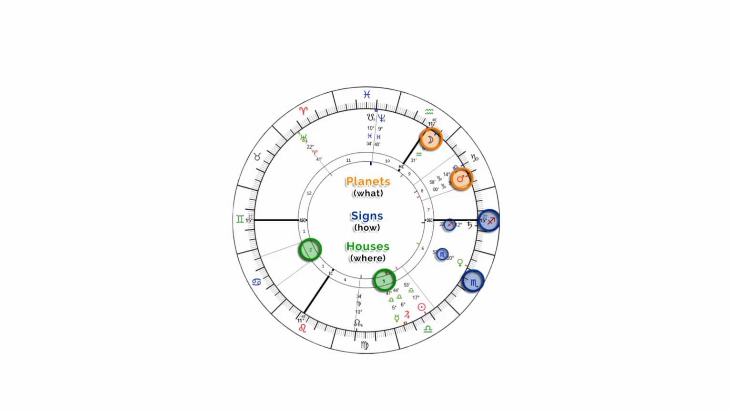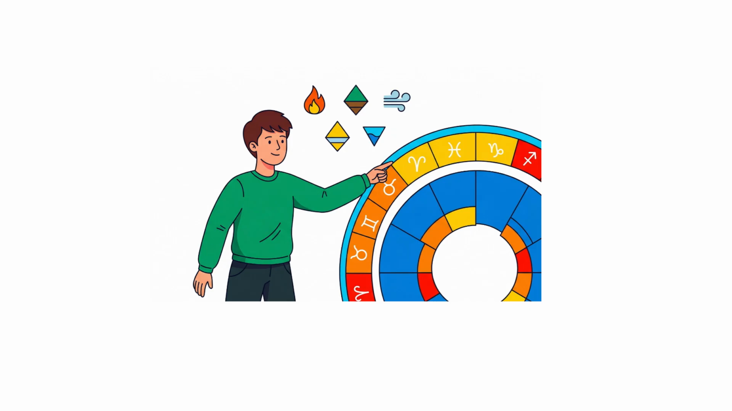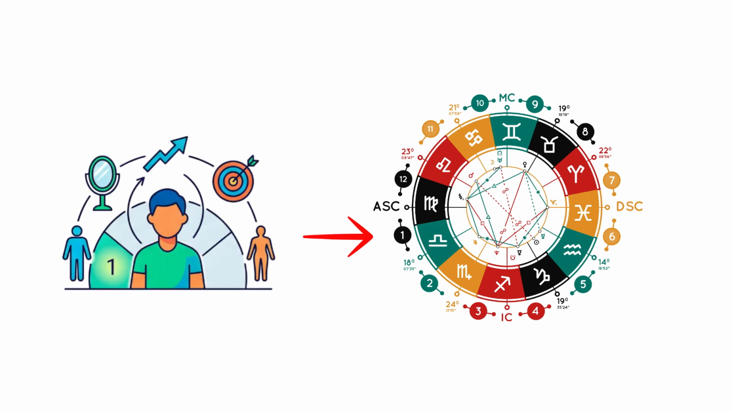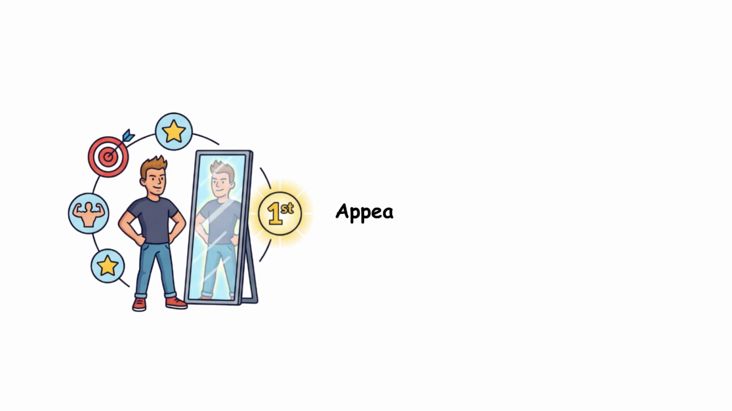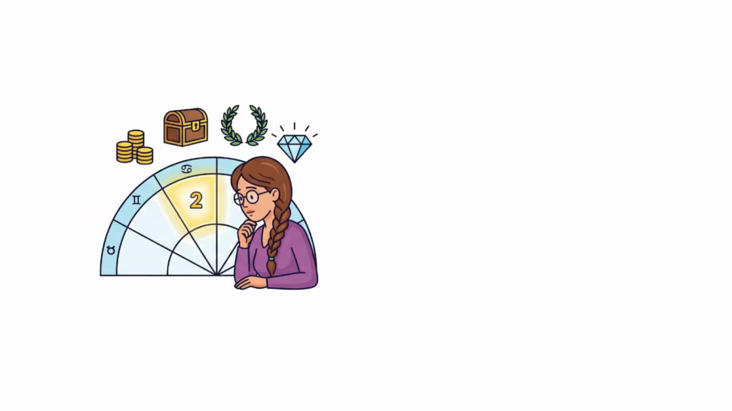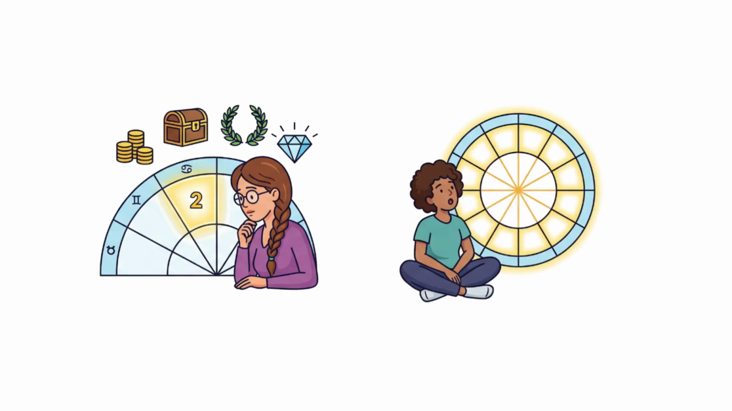The three core elements: houses, signs, and planets. In astrology, the houses represent the areas of life. Starting with the first house, it represents all areas of our lives related to the self. This includes appearance, motivations, self-image, goals, physical body, and more. The second house has to do with our values. Together, the houses represent what we might call areas of life.